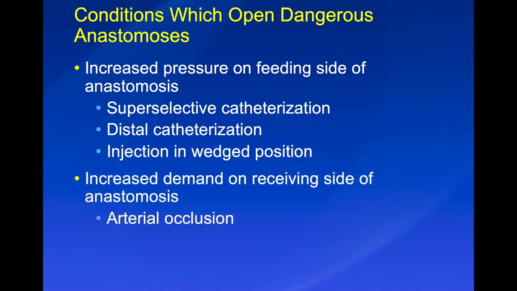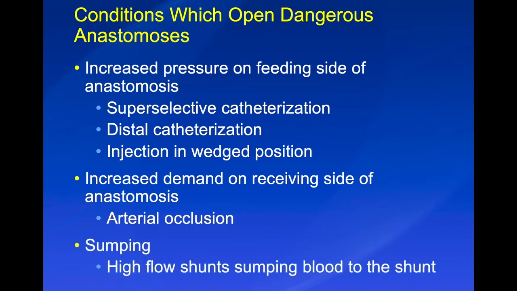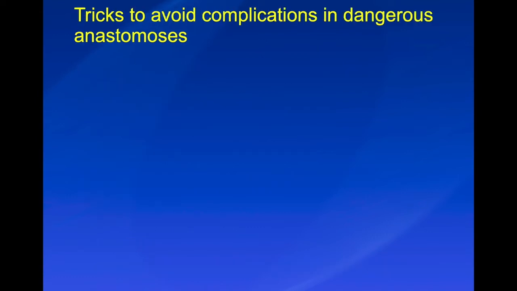Another situation in which you can see these anastomoses opening up is when there's increased demand on the receiving side of an anastomosis. So in the setting of arterial occlusion, for example, there's increased demand on the receiving side of the anastomosis, and I'll show you some examples of that as well. And lastly, in the setting of sumping, so when there's a high flow shunt which is sumping blood to the shunt, you can have opening up of these dangerous anastomoses, and I'll show some examples of that.